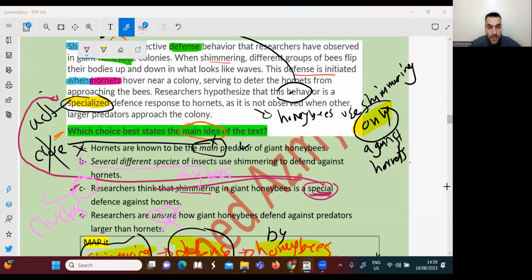It said there were several different species of insects, but the text only said giant honeybees. Thank you so much. Come on guys, it's your time.